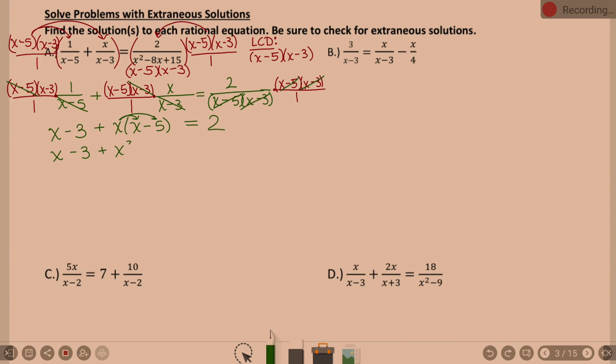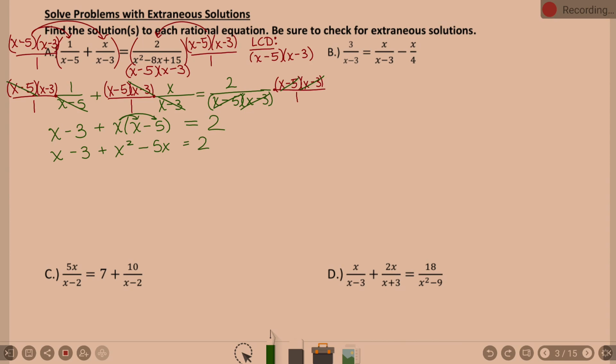Okay. So I'm going to have x minus 3 plus x times x is x squared. Minus 5 times x is minus 5x equals 2. Now, what I see is there's an x squared. I see some x's, and I see some numbers. Are you with me? If I see x squared, x's, and numbers, I'm probably going to want to make this equation equal to 0, and also clean it up as I go.